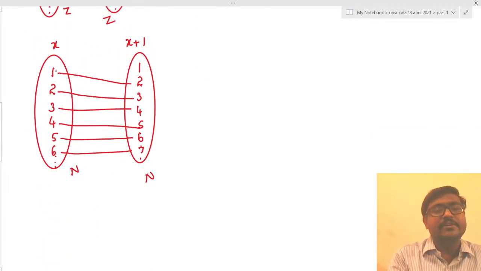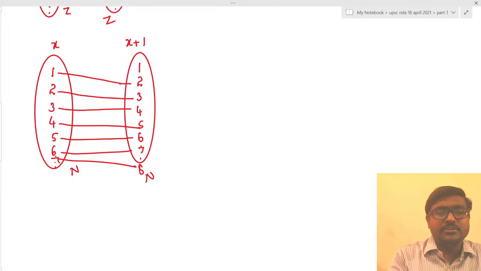When you add 1, it will be 1 plus 1, 2. 1 related with 2. When you add 1, 2 related with 3. When you add 1, 3 related with 4. It keeps going. So here 7 will relate with 8. It will keep going. So it is always 1-1, no doubt. One element related with the distinct element of second set. It keeps going. But look at this. This 1 is not at all related with any element here. So it is 1-1 but not onto.